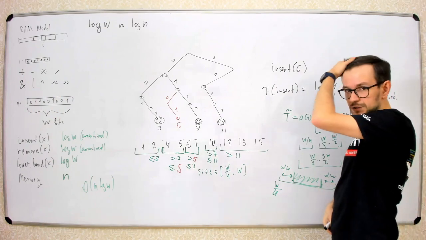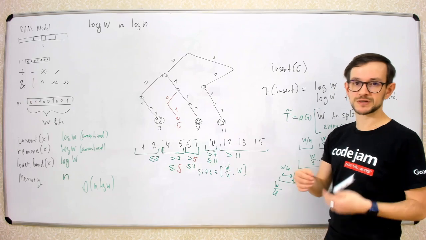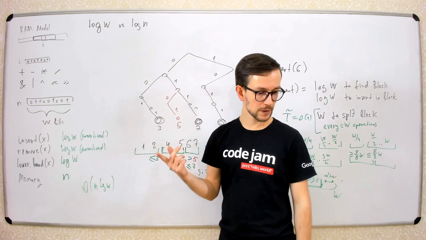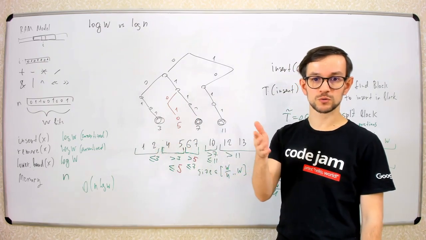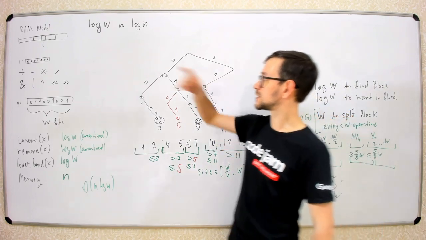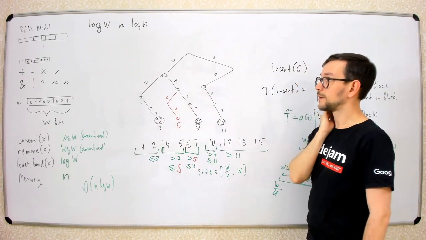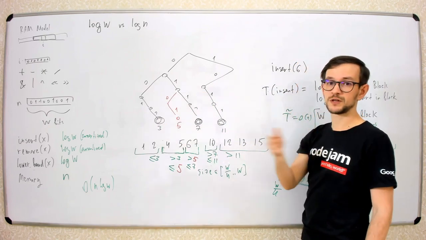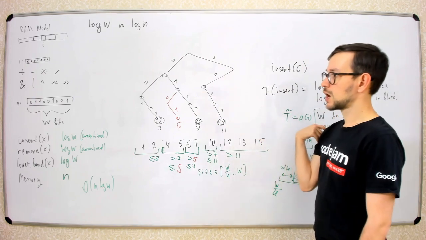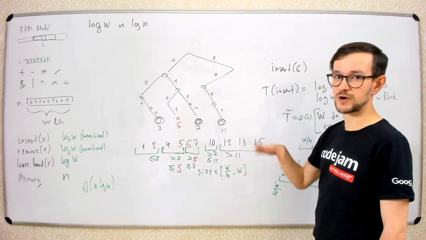The thing is, usually in practice, W is much smaller than N. W is the size of your word. So it's usually like 32 or 64 or 128 at maximum. So usually this W is pretty small, and usually we work with big data structures, so the number of elements is much more than the number of bits. But that's for practice, and as I said, these structures are not very practical.